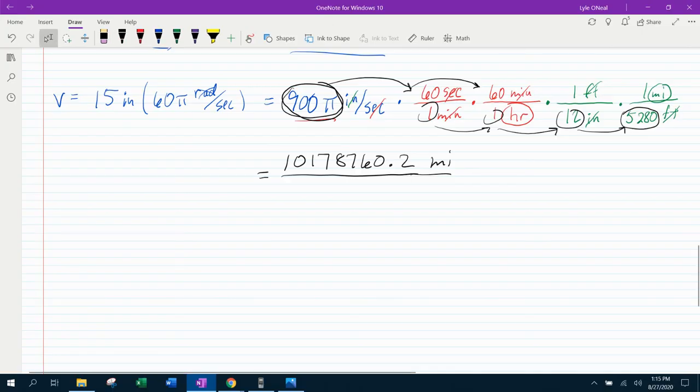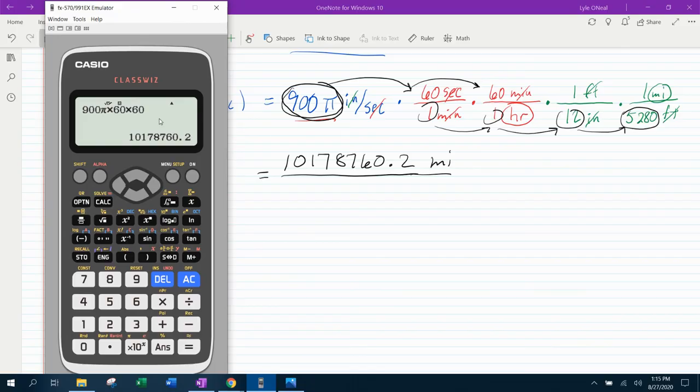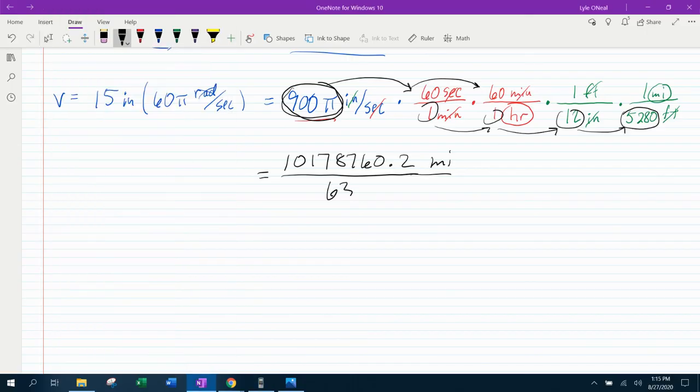And then in the denominator, now we're going to bring this back down here. Okay, clear. In the denominator, we're going to do 1 times 1 times 12 times 5,280, which is really just 12 times 5,280, and that's my denominator, 63,360. And that is hours in the denominator, okay?